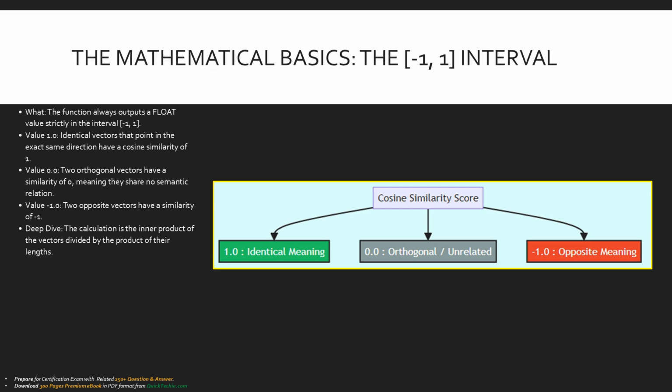Diving a bit deeper into the math, the engine calculates this by taking the inner product of the vectors and dividing it by the product of their lengths. This normalization step is what strips away the text length and leaves only the pure semantic angle.